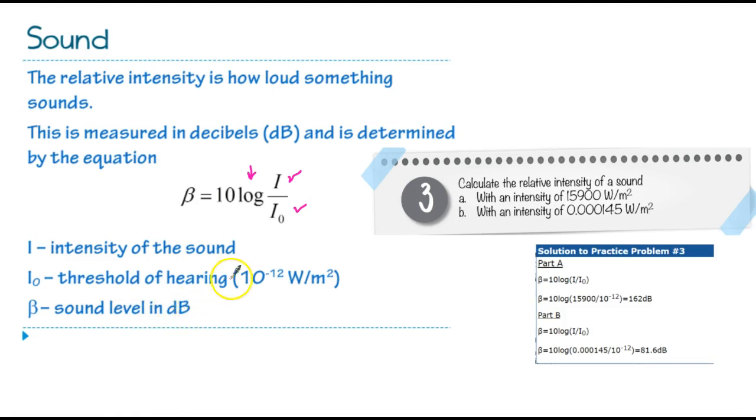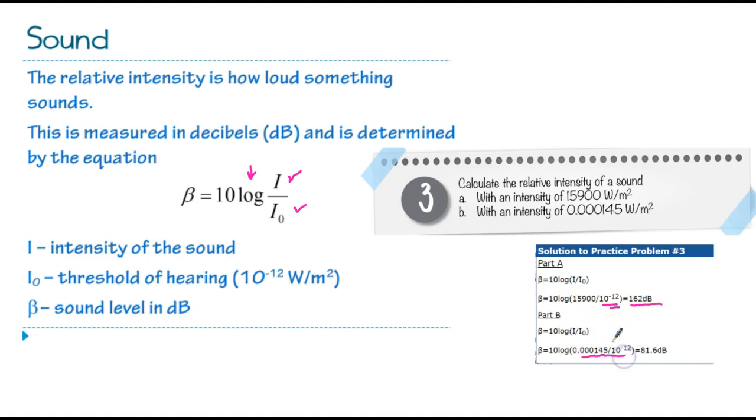So if we look at these examples that you had to do if you looked at the content: calculate the relative intensity of a sound with intensity of 15,900 watts per meter squared. Well, here's the solution. 15,900 divided by 10 to the minus 12th, that's the threshold of hearing. Log of that, multiply it by 10, and you get 162 decibels.